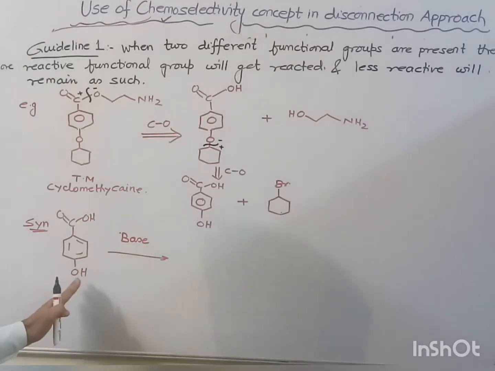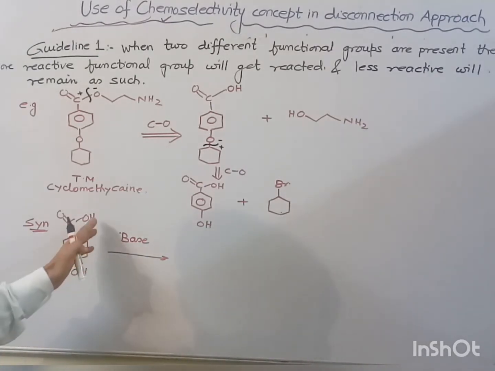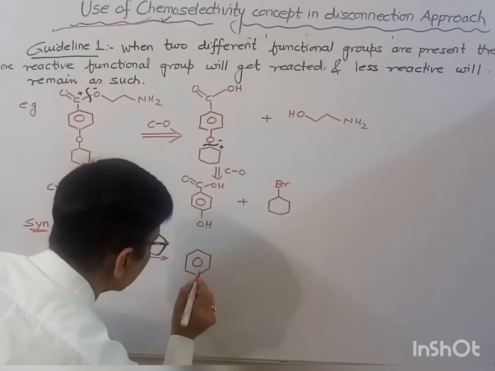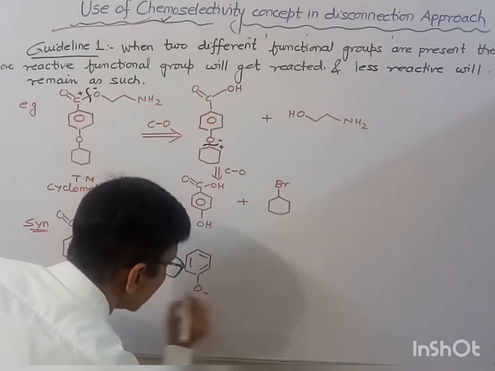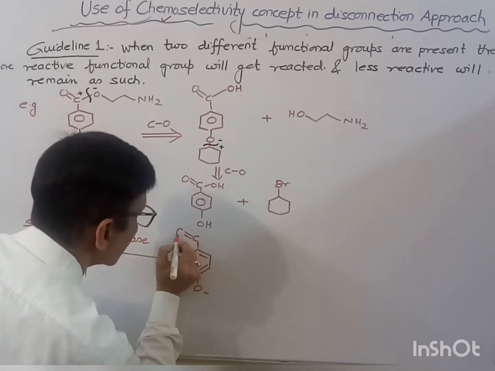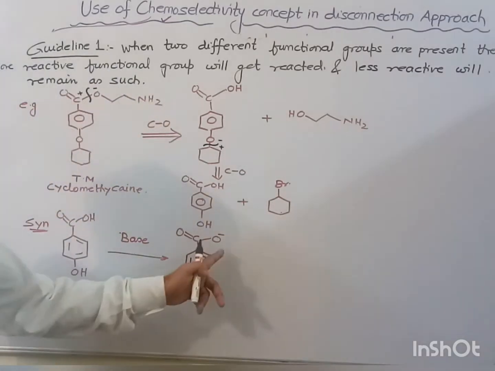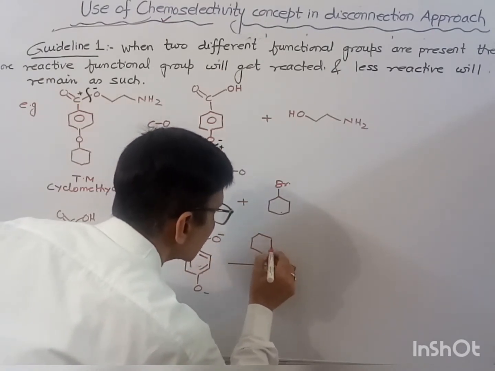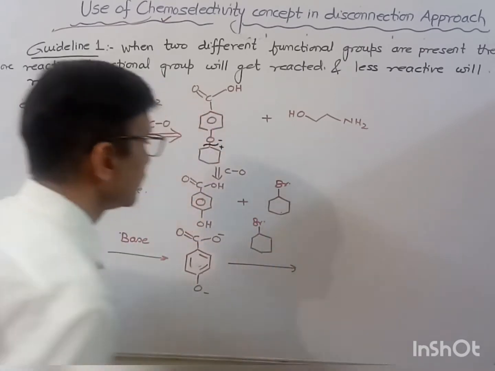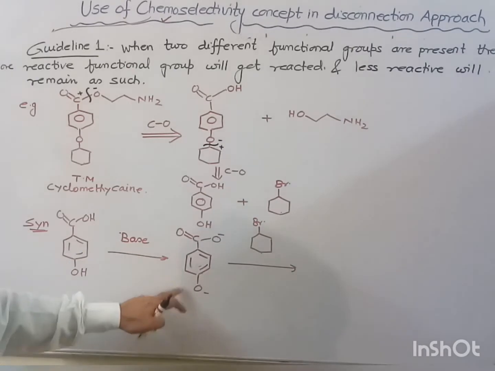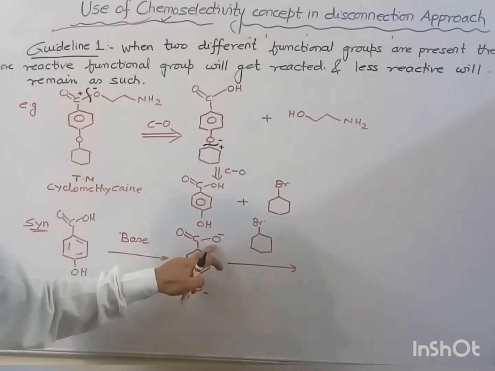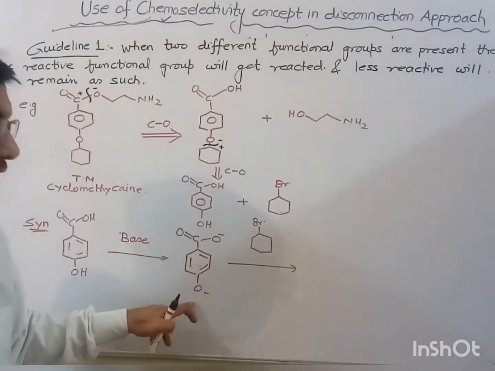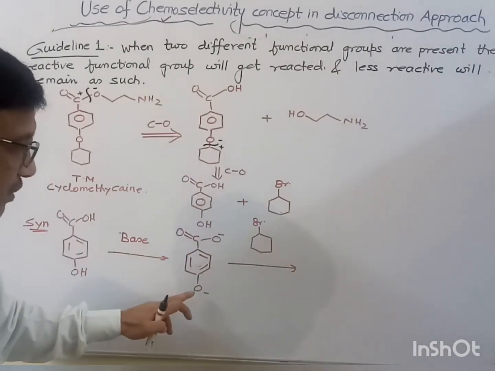So this base can abstract the proton from here or from here. So what will it give? It will give you a phenoxide ion here, and here you will get a carboxylate ion. Now this will react with cyclohexyl bromide. Out of these two, the phenoxide ion and carboxylate ion both will act as a nucleophile. So which is the more reactive nucleophile here, either this one or this one?